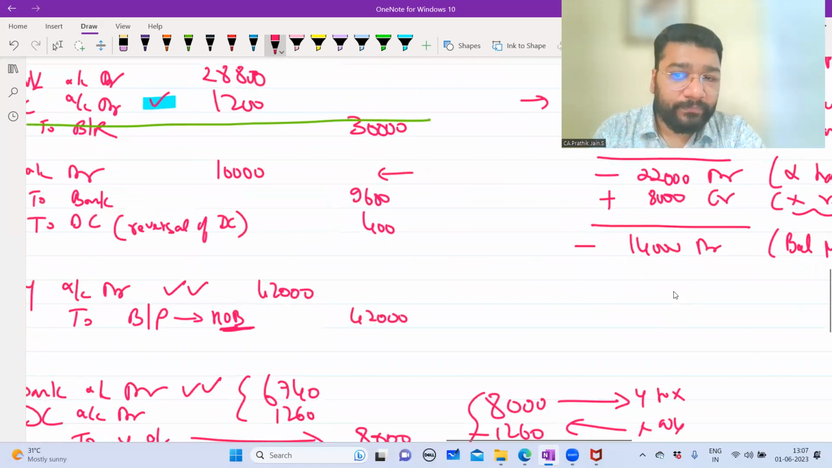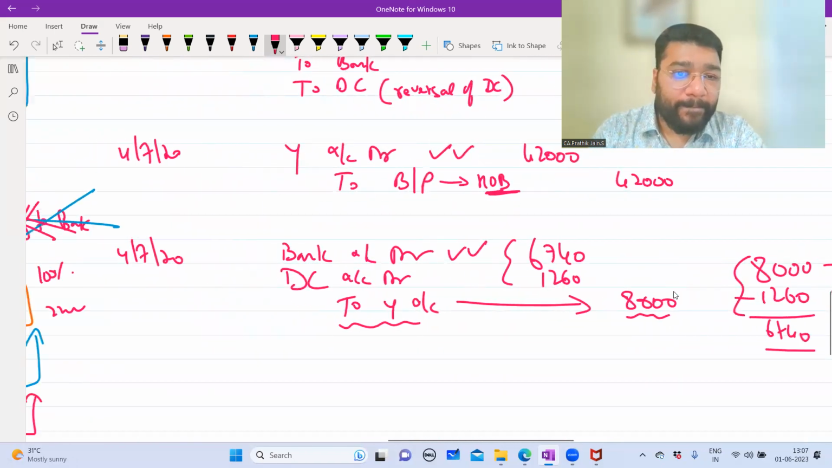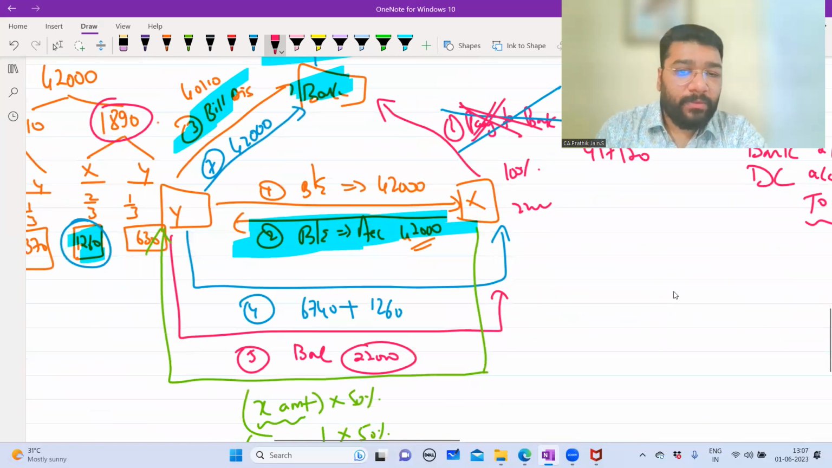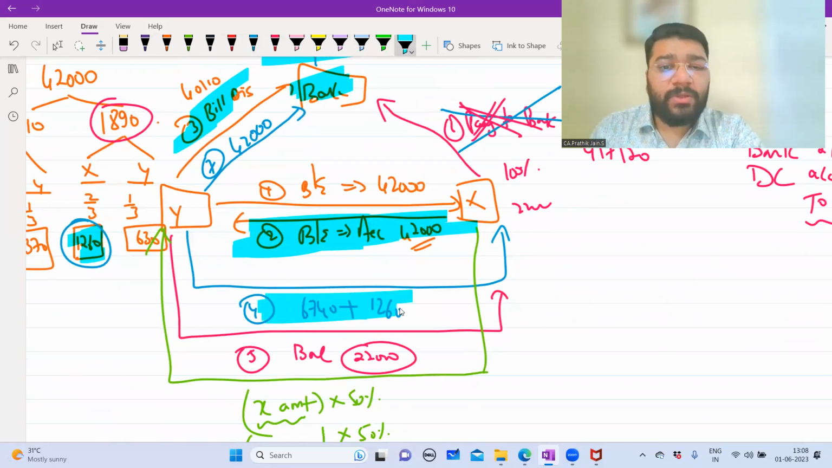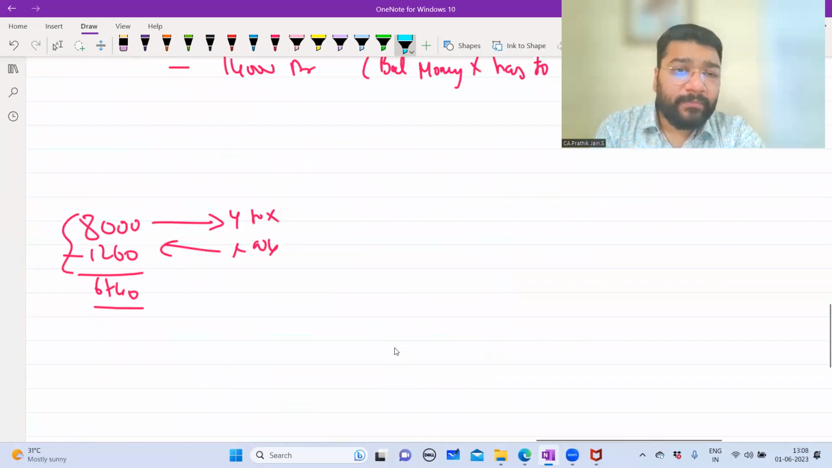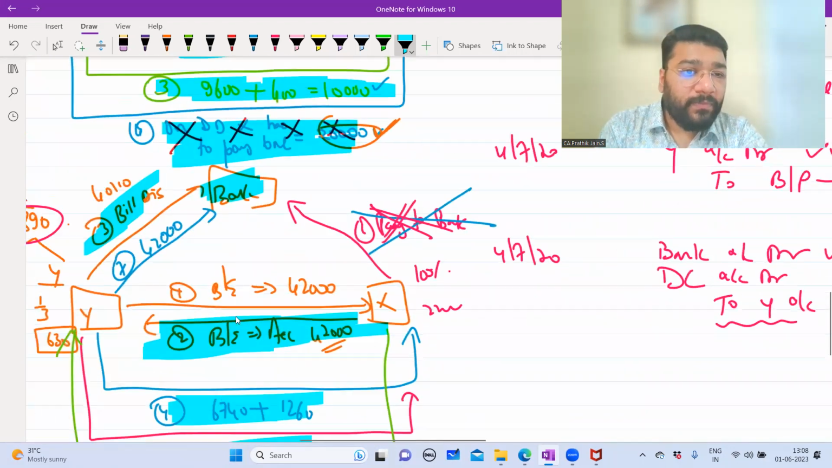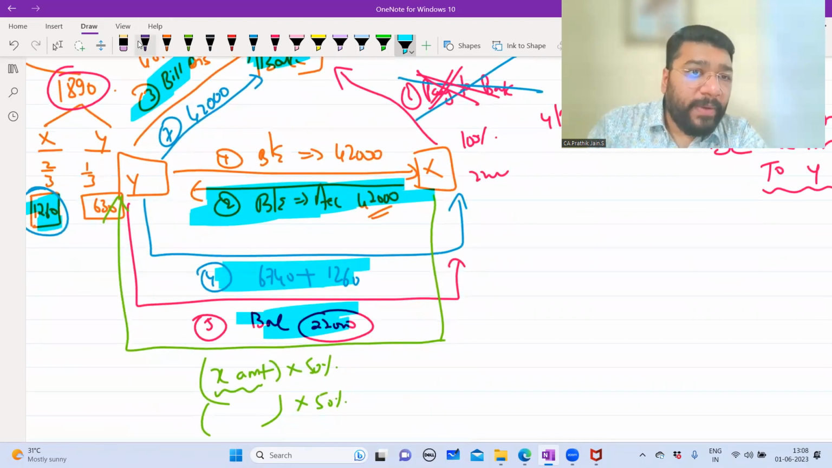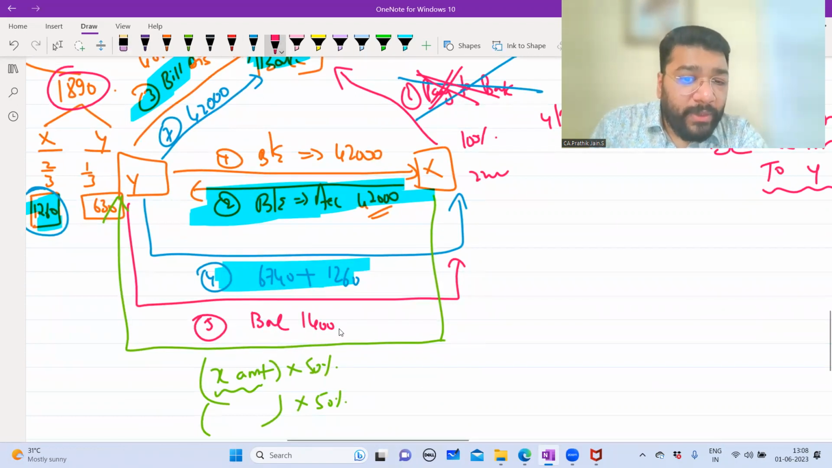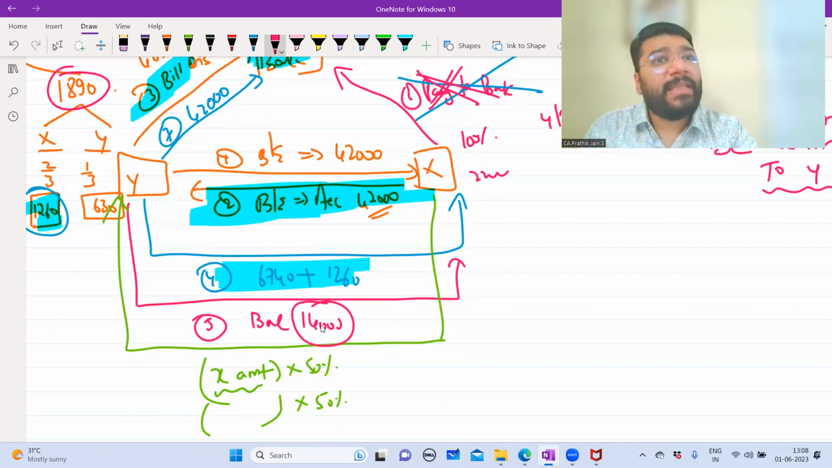Now, oh, this is done, people. This is also done. On the due date, what happened? Y is supposed to make the balance payment. How much is the balance payment? X has to receive from Y how much? 14. So what is the balance now? Here it is not 22, it is 14,000. So on the due date, Y was supposed to pay the balance 14 to X.